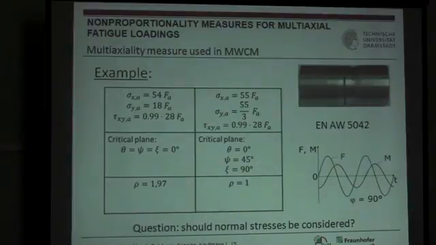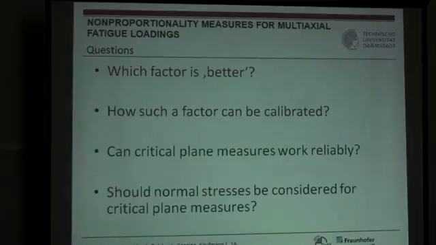Now I come to the part with the questions concerning all this stuff. The first one is a naive one: which one is better, which one makes more sense, which one can or must be used? How can such a thing be calibrated in a sensible way? Can the critical plane-based measures work reliably because of the problem which I've outlined? And the third one: if they should work reliably, should the normal stresses be considered in some way? So with that, thanks for your attention.